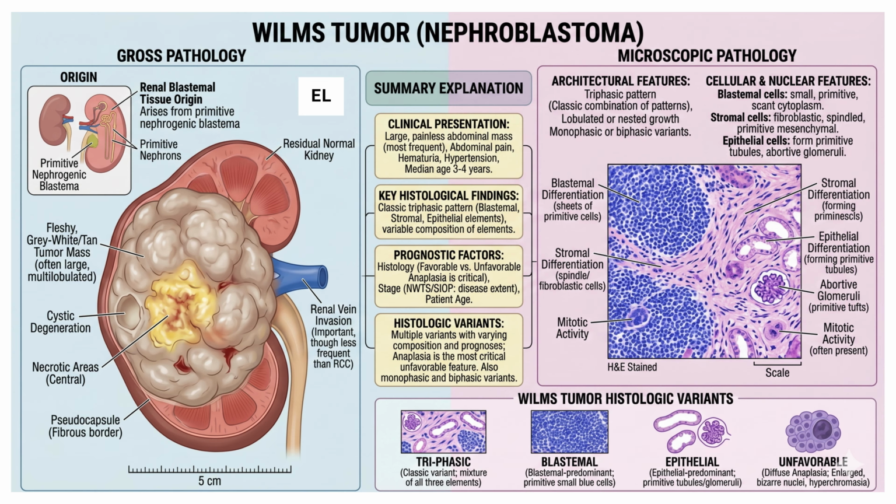Some children may develop abdominal pain, hematuria, fever, or hypertension. Hypertension occurs because the tumor may produce renin or compress renal vasculature, activating the renin-angiotensin system. Hematuria may occur due to tumor invasion into collecting systems. The median age of presentation is usually around 3 to 4 years, making it a classic pediatric renal malignancy.